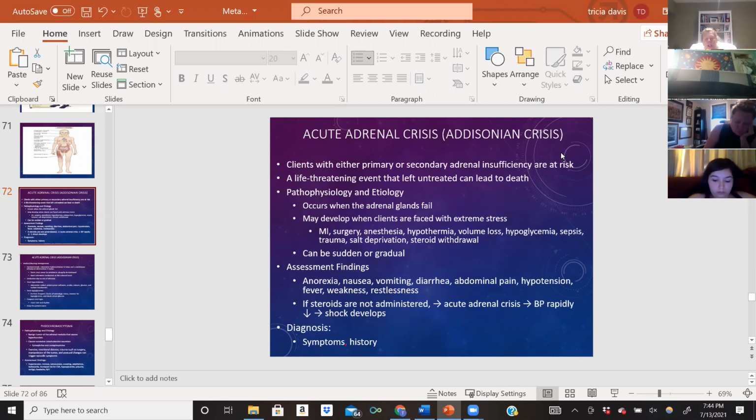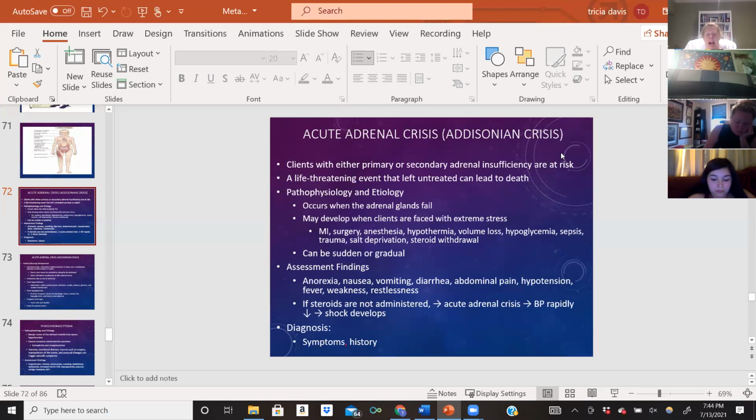So these patients are going to report anorexia, nausea, vomiting, diarrhea, abdominal pain, hypotension, so low circulating blood volume, fever, weakness. They might report that they feel restless. They might look restless in the room. They might be moving all over the place. It's hard for them to sleep.